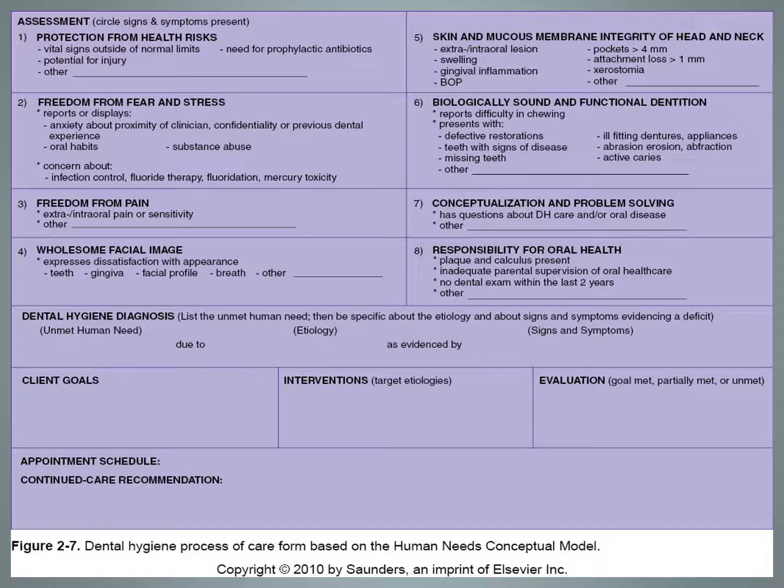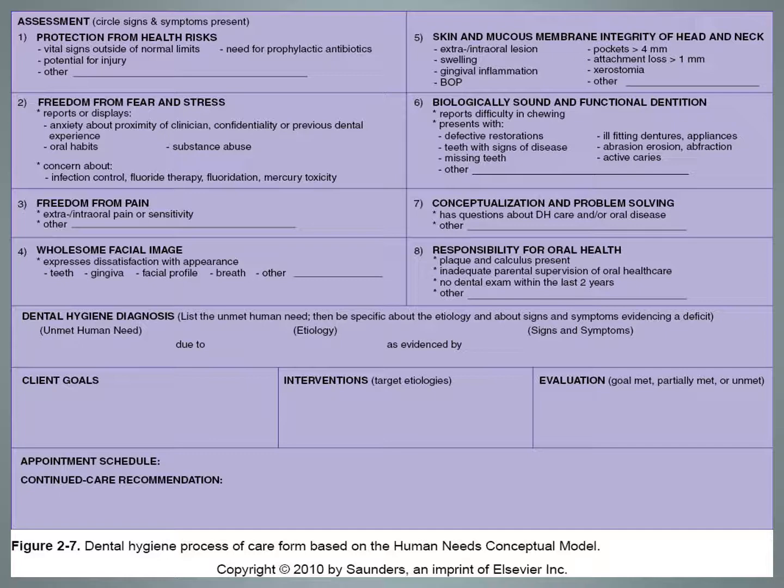So, they know about plaque and calculus, but they just don't do it. They don't floss. That would be an example of that. That would be deficit in responsibility for oral health related to patients not flossing or inadequate biofilm removal as evidenced by, and then you would state maybe their plaque score or any statements they may have made.